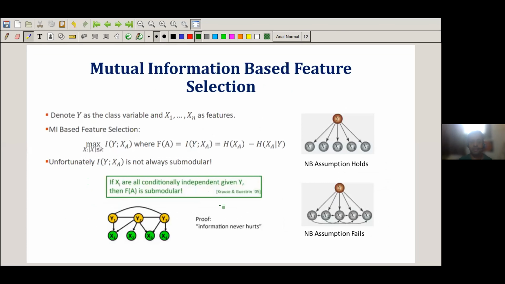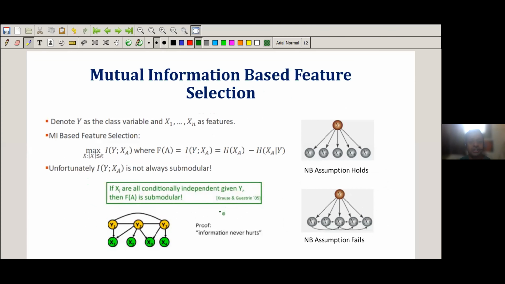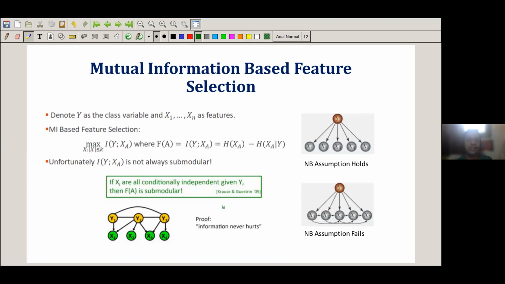Okay, so mutual information based feature selection, that's the first one. It's a simple idea, and mutual information is based on entropy, which is the canonical submodular function. So you're trying to identify a subset X_A of features which have high mutual information with the label Y. Now you can select this greedily, but this mutual information is not always submodular.